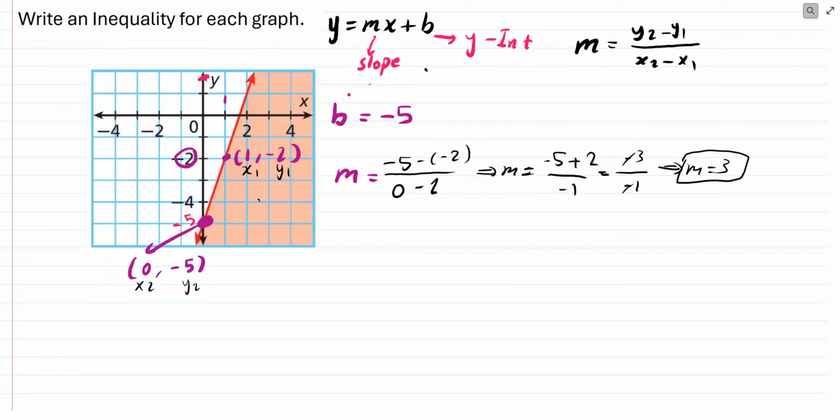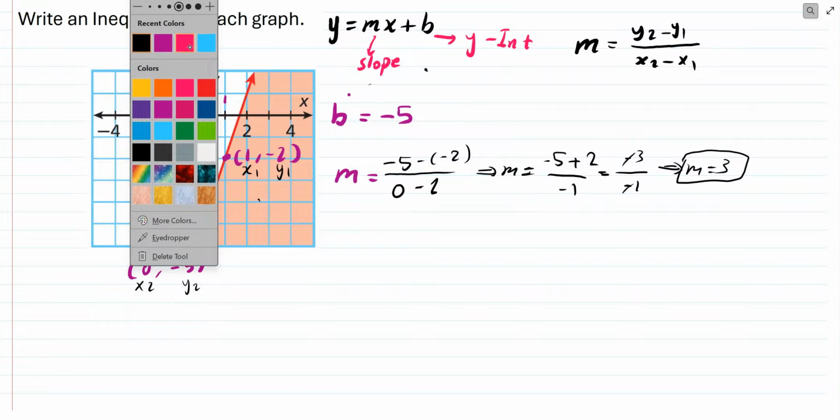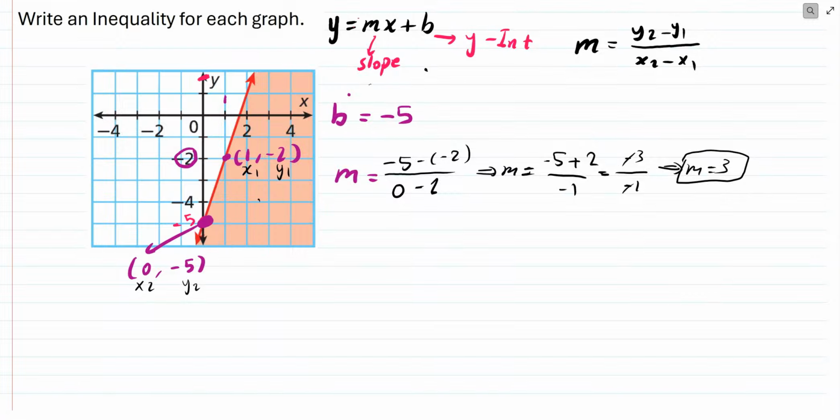Okay, homie. Now you can write the equation, but this is an equation. I don't want equation, I want inequality, because the question is saying inequality. So I'll write down y, but without the equal sign. For m, I can write down 3x, right? Because m is 3. And I found b is already -5. Correct?